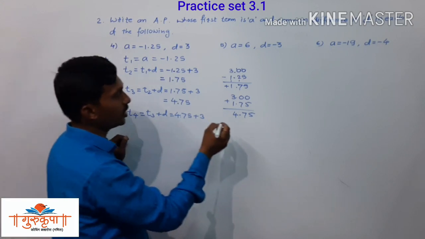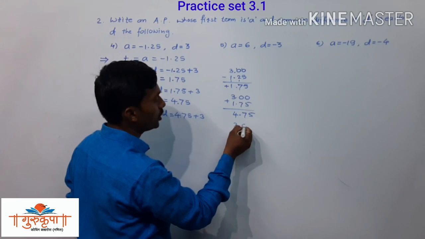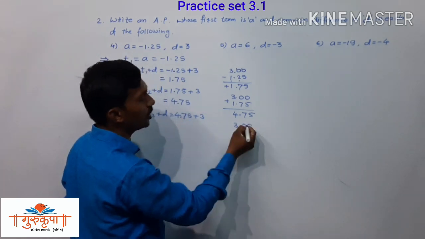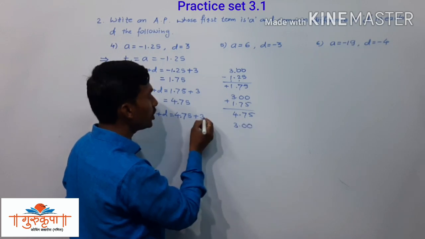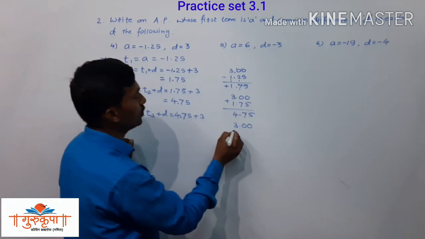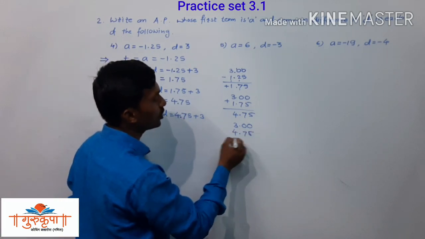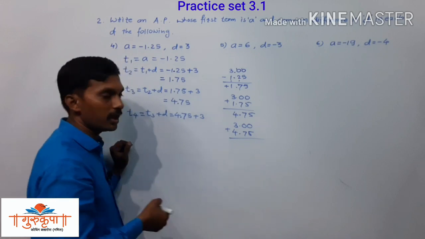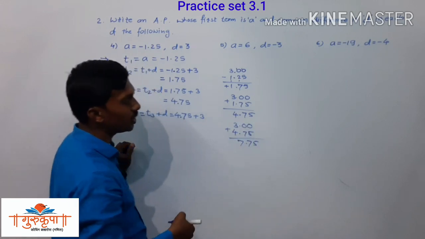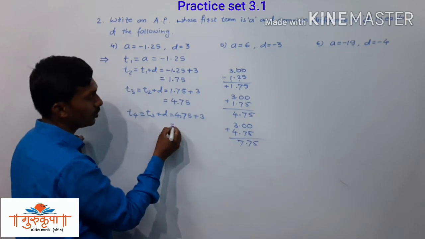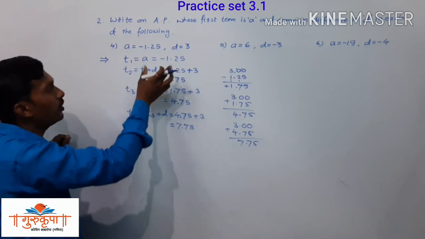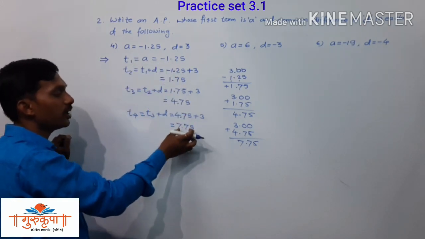4.75 plus 3. Here we can write 3 as 3.00 since we have two digits after decimal sign. We have to get two digits here also. No digit is there after decimal sign since we have to put 0 there. And this is 4.75 and both the numbers are positive since we have to take addition. 5 plus 0 is 5, 7 plus 0 is 7 and 4 plus 3 is 7. Fourth term is 7.75. So this is an AP, first term, second term, third term and fourth term.